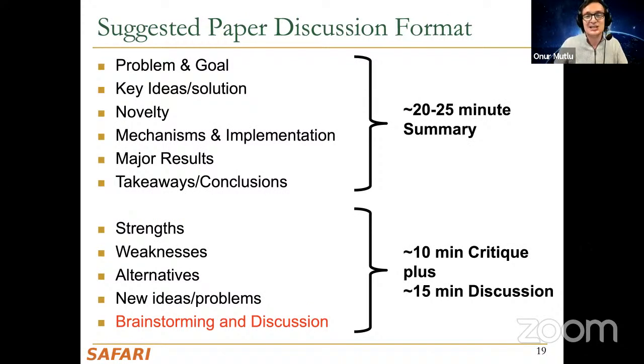So this is my suggested paper discussion format. Spend about 20 to 25 minutes on the summary, spend about 10 minutes on the critique, and spend about 15 minutes or longer on the discussion, right? And this is the previous slide summarized over here, if you will. I'm going to talk about this more, of course, when we discuss.